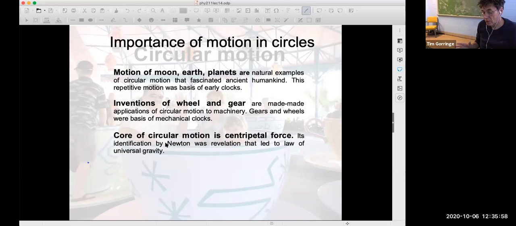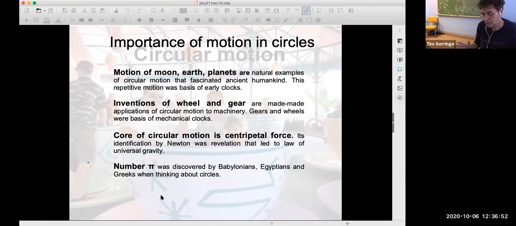Another important reason for studying circular motion is that we're going to discover, actually not in today's class, but in the next class, that at the core, at the heart of circular motion, is a thing we call the centripetal force and a thing we call centripetal acceleration. It was Isaac Newton and his colleagues that first identified that centripetal force and centripetal acceleration were at the heart of circular motion. And it was that revelation that led to what we call the universal law of gravity, which is one of the biggest achievements of Isaac Newton's work in physics.